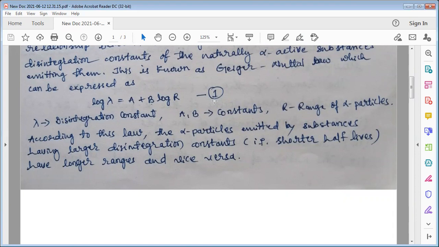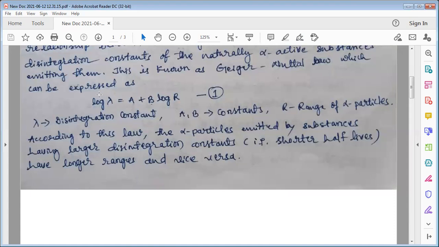So according to this law, the alpha particles emitted by substances having larger disintegration constants or shorter half-lives, because this lambda disintegration constant and the half-life t half are reciprocal to each other, have longer ranges and vice versa.